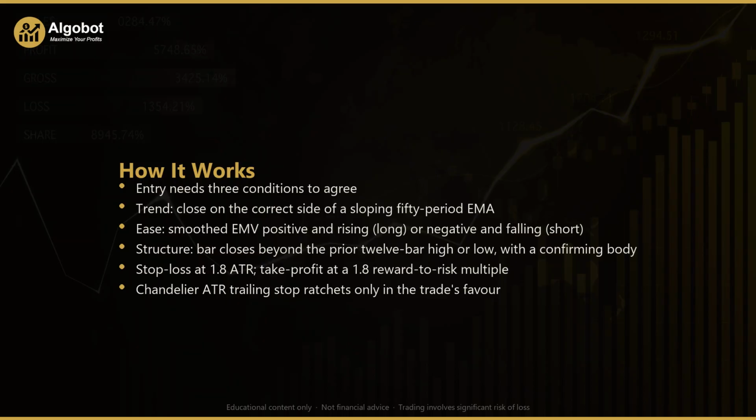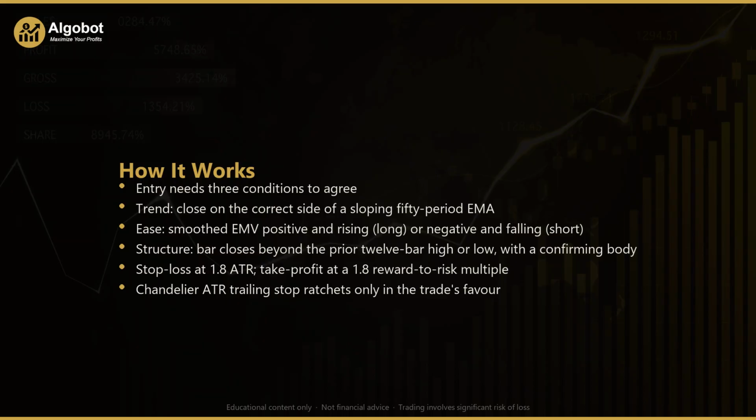Now let's talk about risk, because that's where a strategy either protects the account or doesn't. When a position opens, the EA measures volatility using a 14-period average true range. The initial stop loss is placed 1.8 ATRs away from entry. The take profit sits at a reward to risk multiple of that stop distance, also 1.8 by default, so the target is set relative to the risk taken on each trade. There's also a chandelier-style trailing stop set at 1.2 ATRs behind price. Importantly, it only ever ratchets in the trade's favor and never loosens, which helps lock in open gains if the move continues.